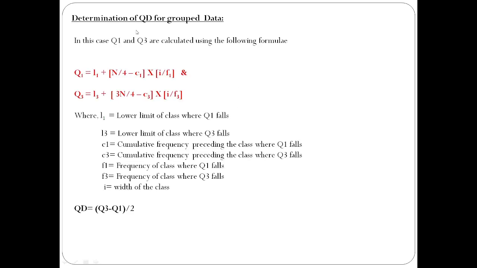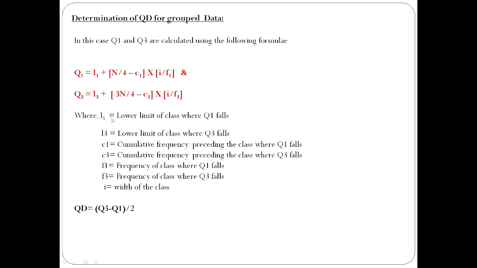Now, how to determine the quartile deviation from grouped data when it is given with class intervals? Previously it was also the determination of the quartile deviation of grouped data, but the data was not presented in the form of class intervals. When the data is presented in the form of class intervals, these formulas are used for calculation of the quartiles. Q1 is calculated as L1 plus (N by 4 minus C1) into I by F1, and Q3 is calculated using the formula L3 plus (3N by 4 minus C3) into I by F3.